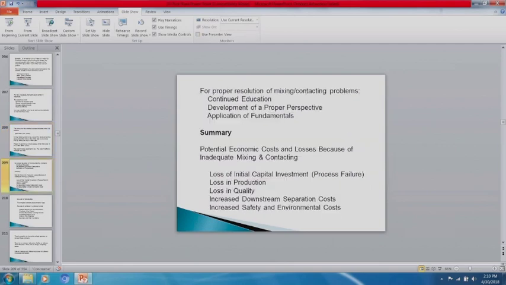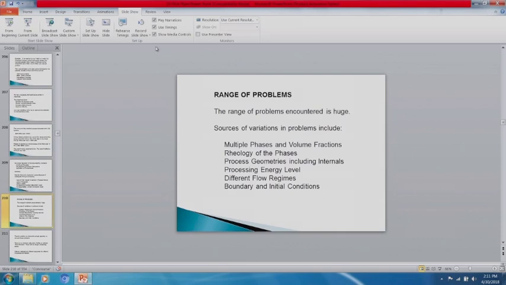Proper resolution of mixing and contacting problems requires continuing education. The problem is not even identified. You need to develop the proper perspective on the process, and you need to apply fundamentals. Economic costs and losses because of inadequate mixing and contacting: you could perhaps lose your initial capital investment, and have losses in production, losses in quality, downstream separation costs, and increased safety and environmental costs. The range of problems encountered is huge.